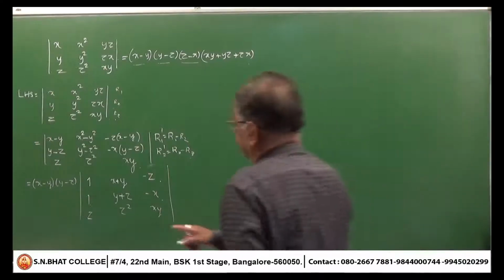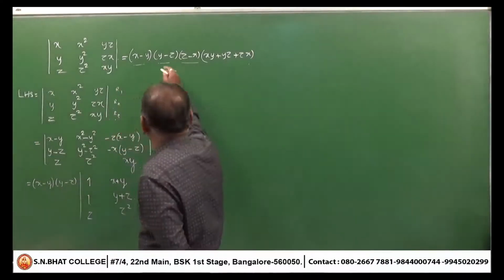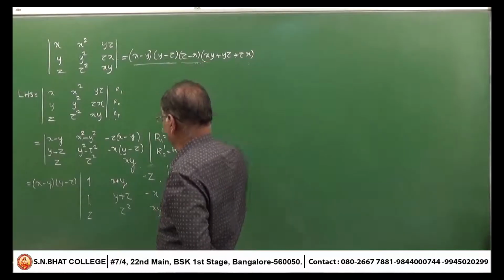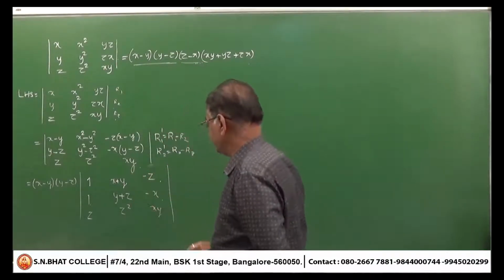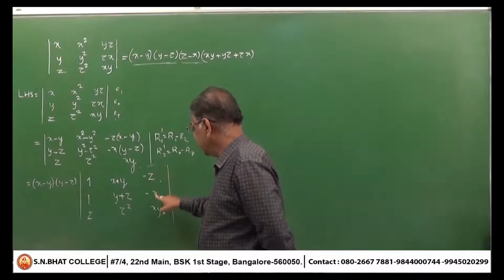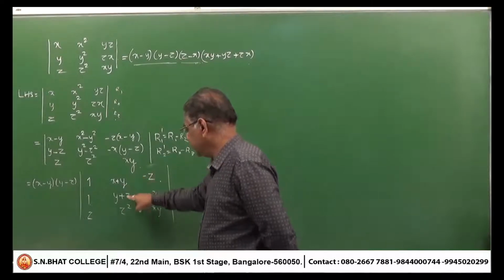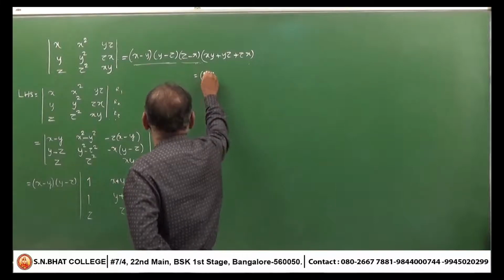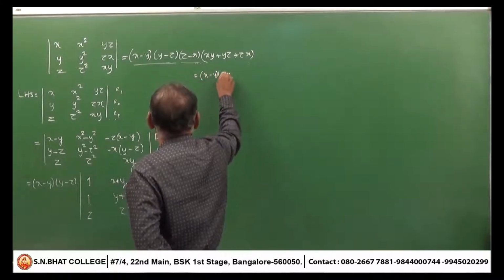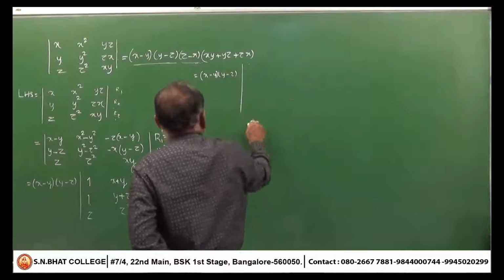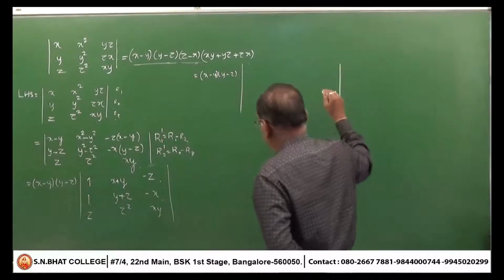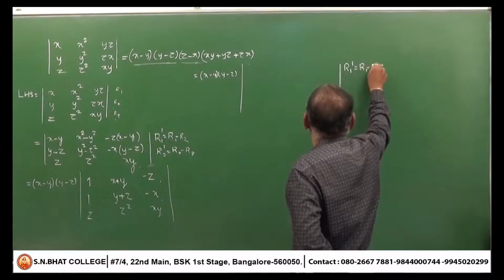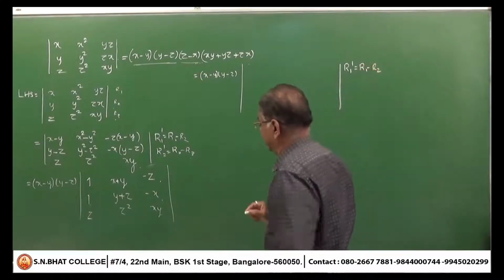See, I got x minus y, y minus z common factor. These two terms I have got. Next, I should get z minus x. See all the 3 rows. Here we have z, here we have minus x. And you see these two. R1 dash is R1 minus R2 to get z minus x.